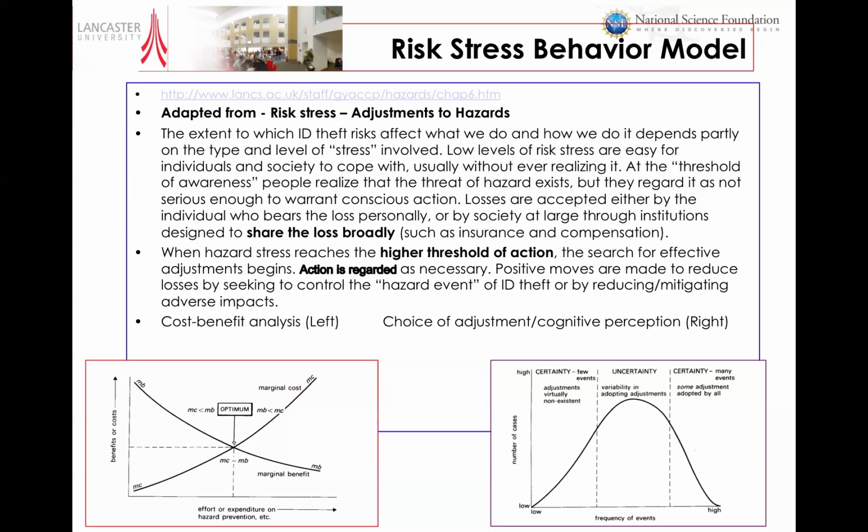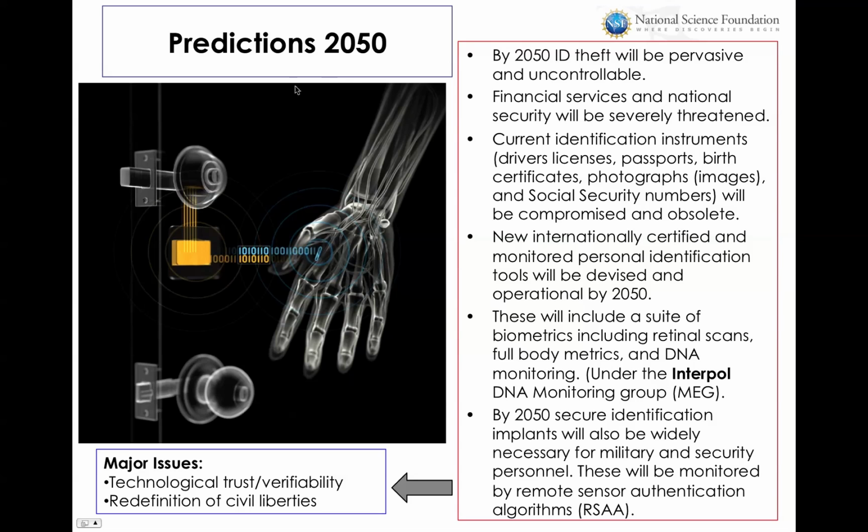It's an adaptation of risk, stress, and adjustment to hazard behavior. And it's basically, we are talking here in part a behavior modification model for reducing the likelihood of penetration and theft of information or security breaches from human error. And then this is the predictions page.